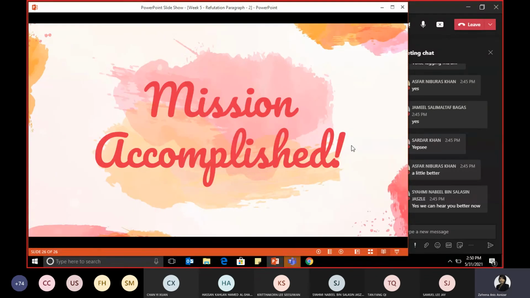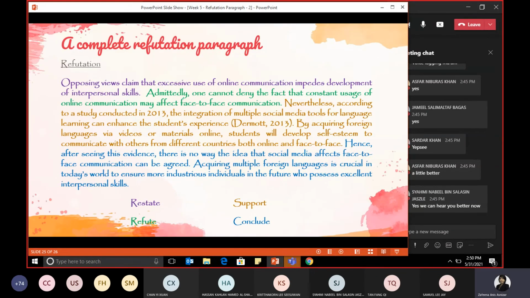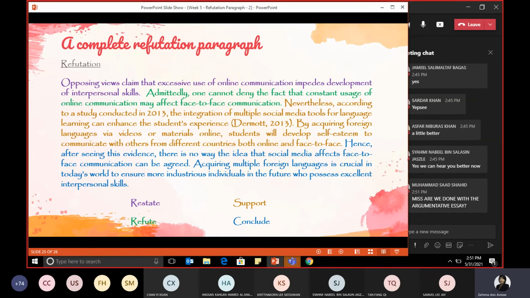Okay, so any questions for refutation? I'll just project this so that you will remember. It involves a lot of analysis, a lot of processes. You have to analyze, and then you need to know what the points from the oppositions are, and then you need to find your evidence to support your information that is totally the opposite. And then you have to conclude your refutation paragraph by stating why it does make sense.